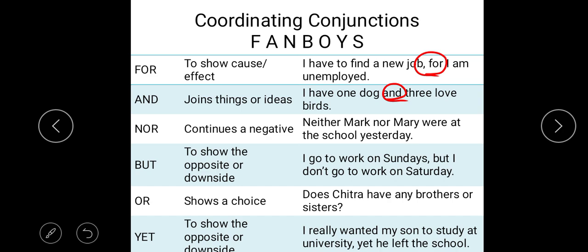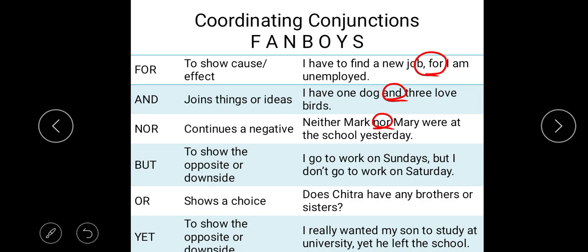And nor. When you say nor, it's always a negative thing. It continues a negative idea. Neither Mark nor Mary were at the school yesterday. So both of them were not at the school, which is a negative idea. So we are using nor here.